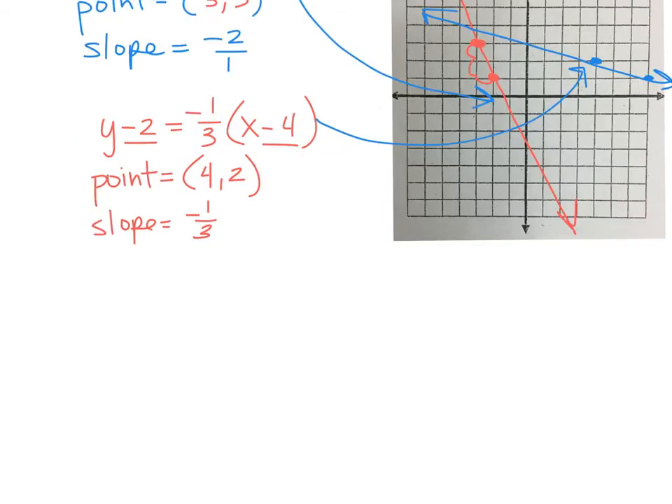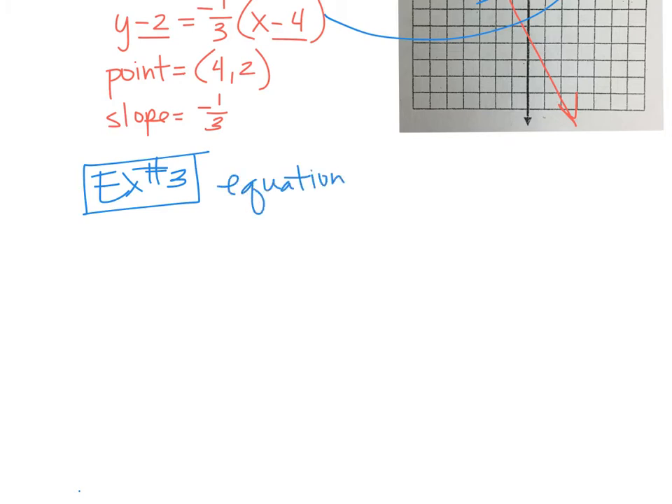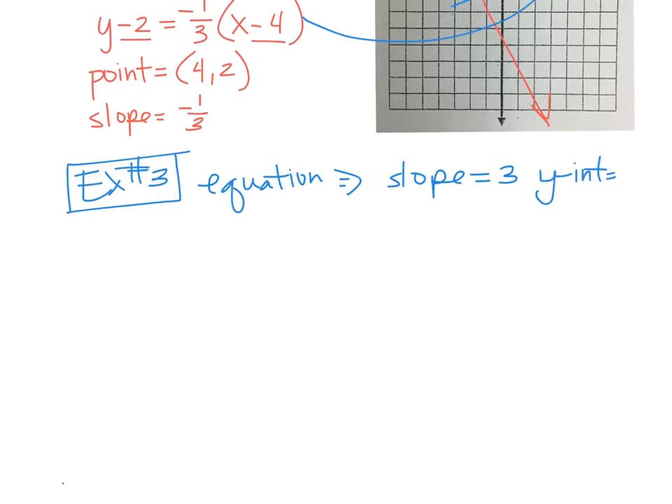Okay, third example. We're going to say write the equation of a line with a slope of 3 and a y-intercept of -5.